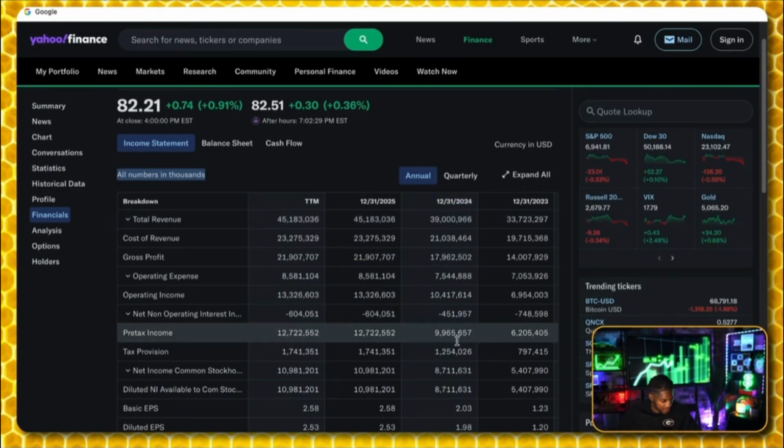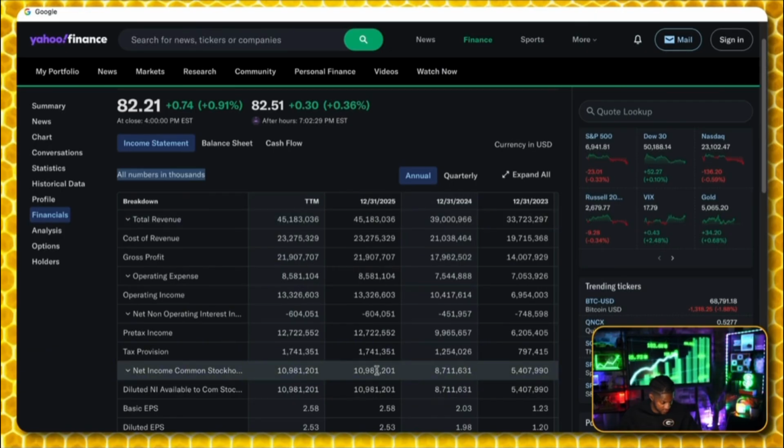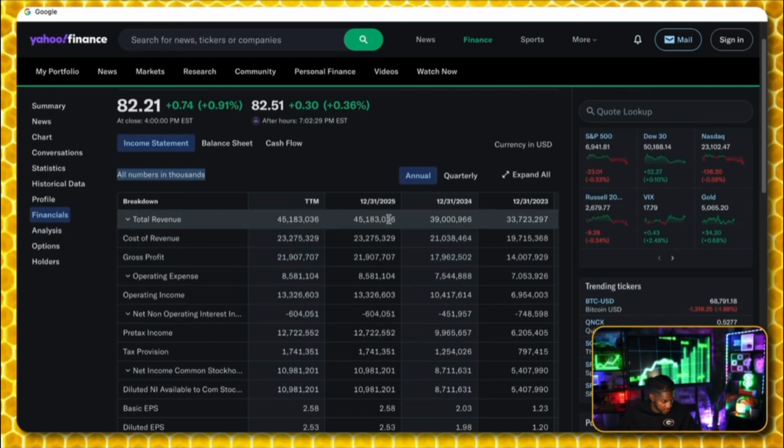So this is not net. This right here is net. All right. And they're actually making a good margin, because think about it. Total revenue was about 45 billion, and this is trailing 12 months. But because we're in January, this will look the same, if that makes sense.